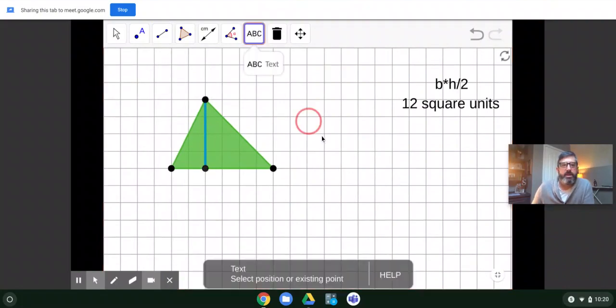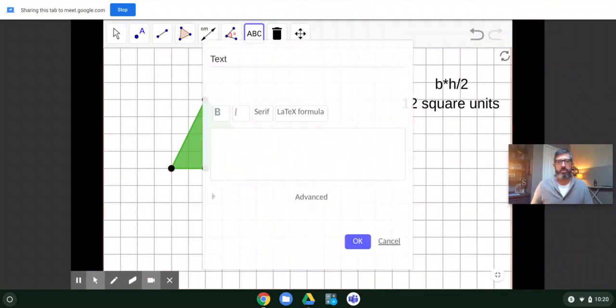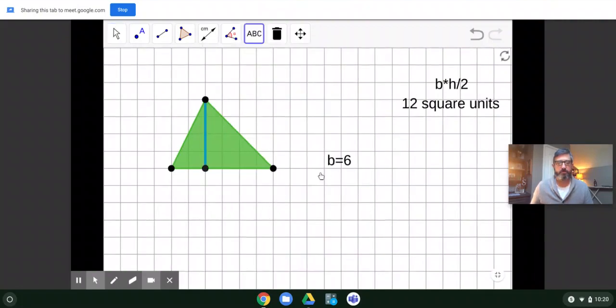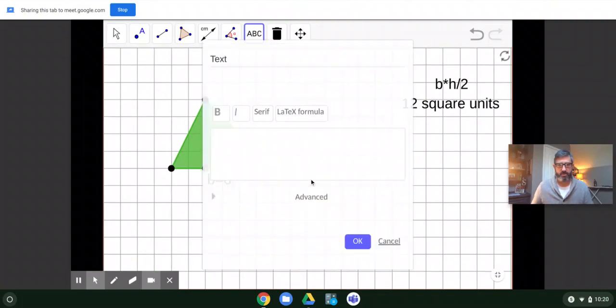And I'll remind you here in just a second how we find the height, but I want you to see how we draw a triangle to get a 12 square unit area. So our base is equal to 6. We chose that there. And our height is equal to 4.